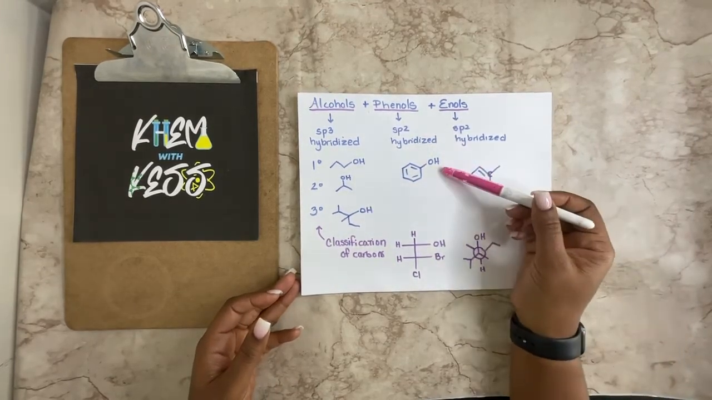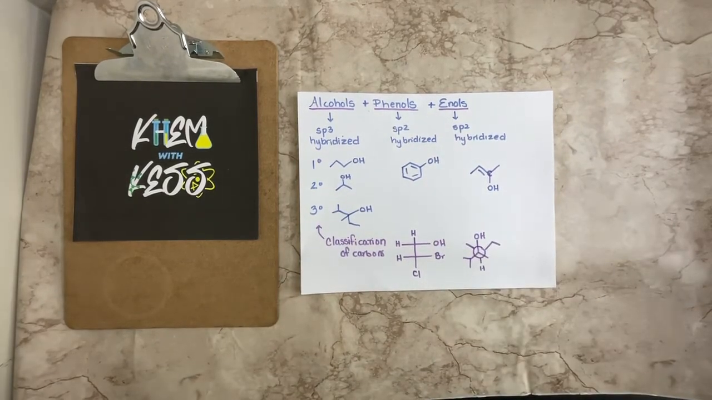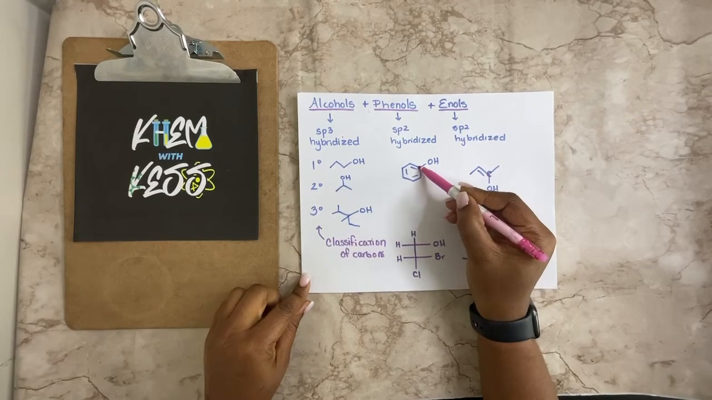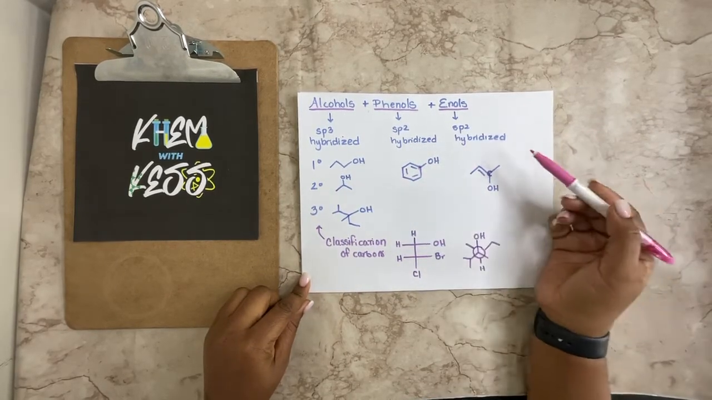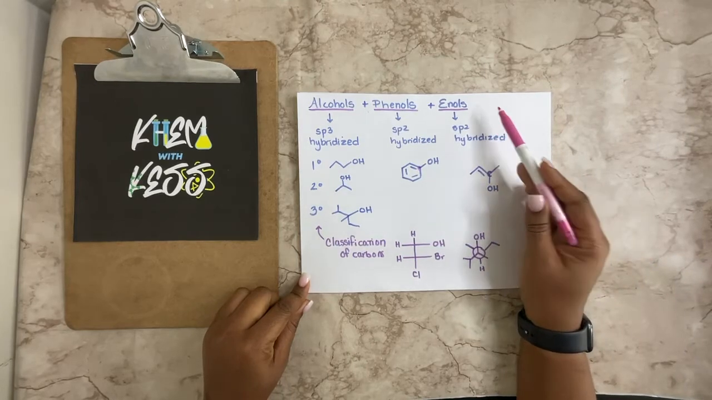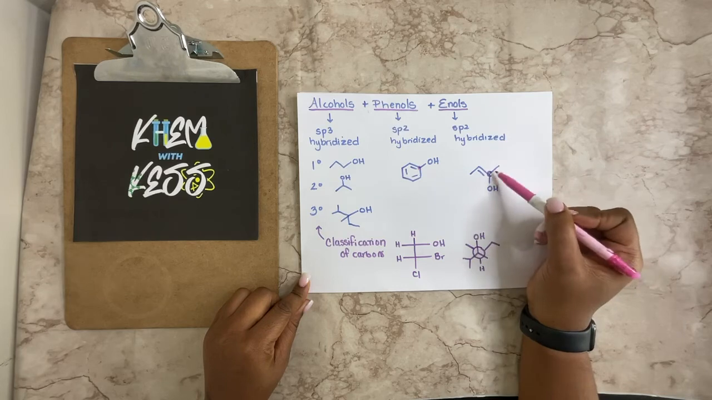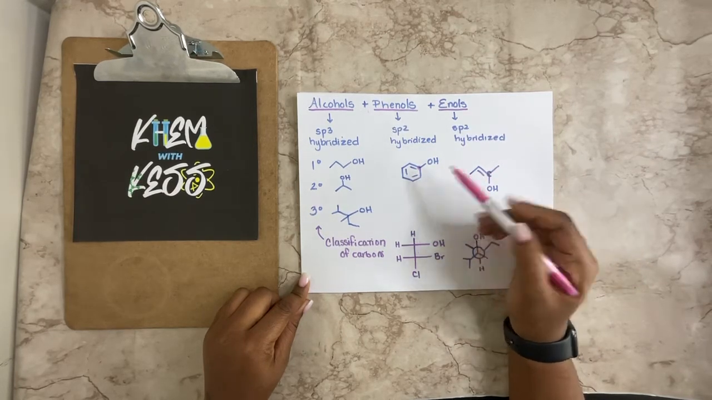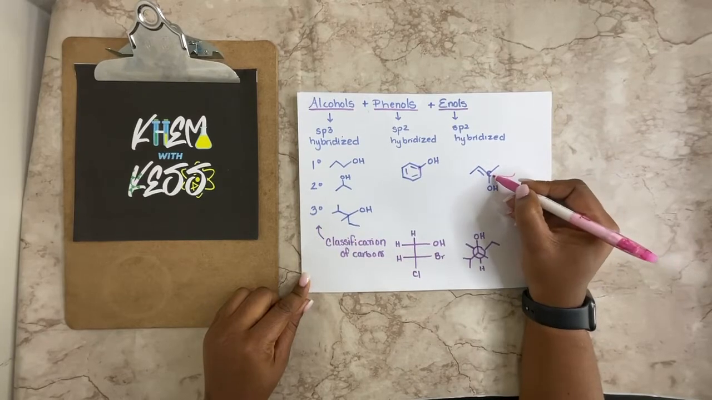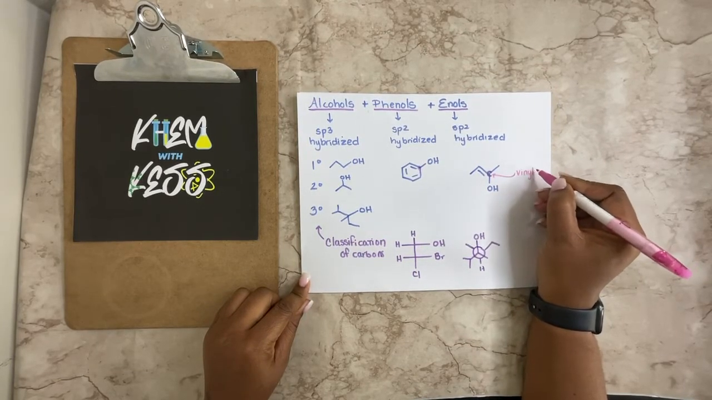For phenols, they are sp2 hybridized because we expect the alcohol to always be connected to the double bond of the benzene ring. For enols, they're also sp2 hybridized, and the alcohol is connected to the double bond, same as the benzene ring, but we call this double bond position vinylic.